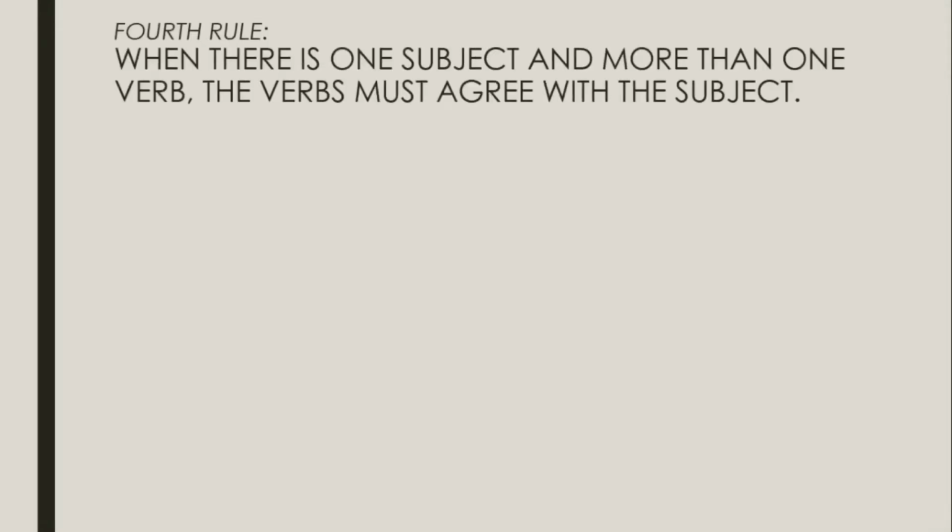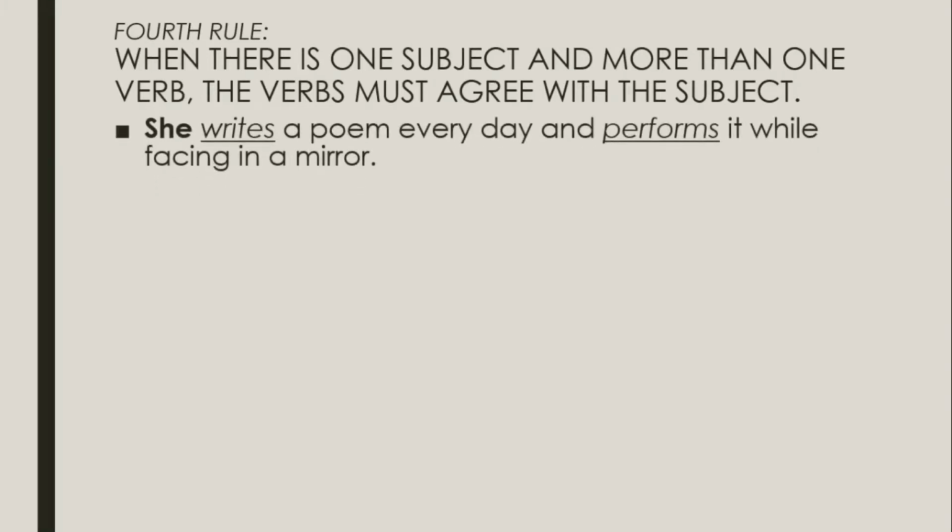For the fourth rule, when there is one subject and more than one verb, the verb must agree with the subject. So in this particular rule, we only need to focus on how many subjects there are in the sentence. For example, she writes a poem every day and performs it while facing a mirror. In this sentence, our subject is the pronoun she, which is singular, so it needs singular verbs. And these are the following: writes and performs.